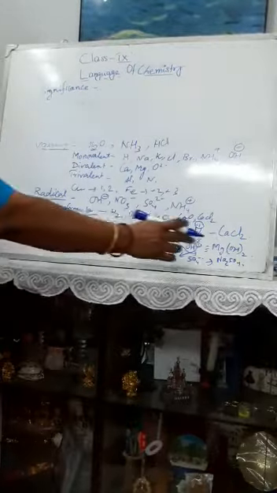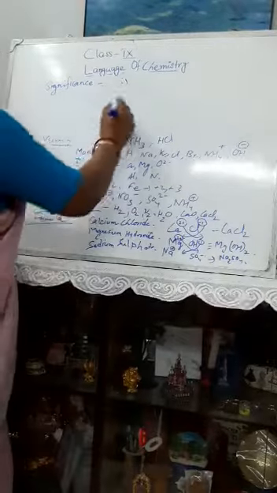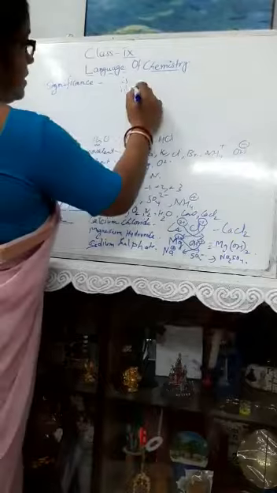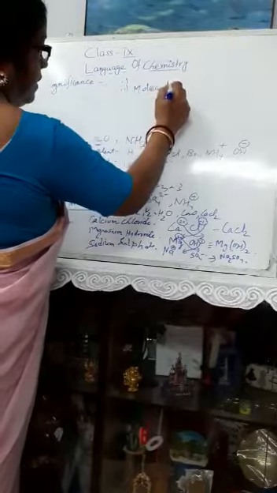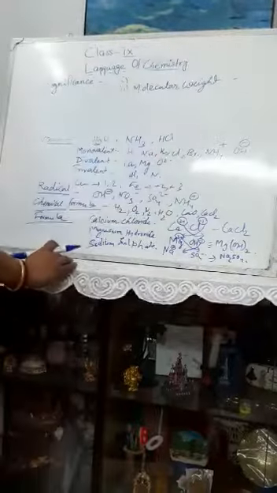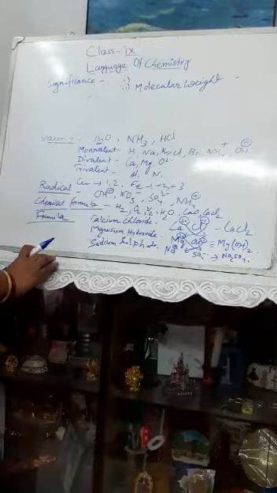Significance of formula. From the formula of a compound, we come to know which elements are present there, the names of the elements, and number two, their molecular weight. How can you calculate the molecular weight?